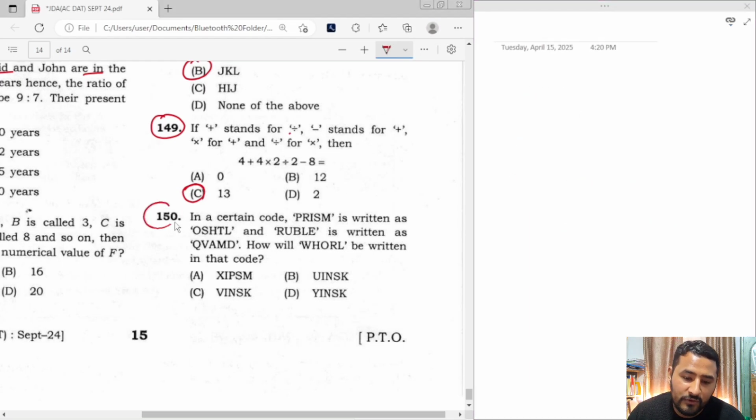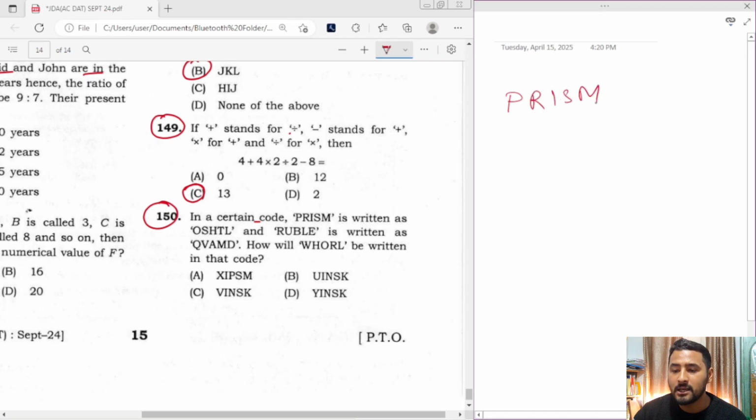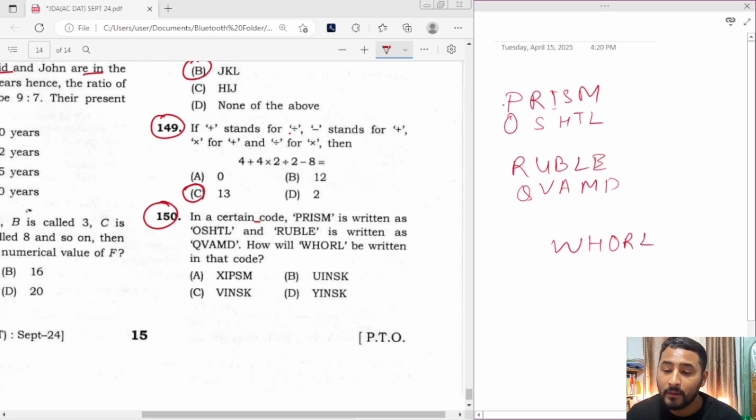Let's go, last 150. In a certain code, PRISM is written as OSHTL. Then DOUBLE is written as QVAMD. So how will you code WHORL? Okay, so let's see. P is O. That means just going upward like this. O, P, R, S.